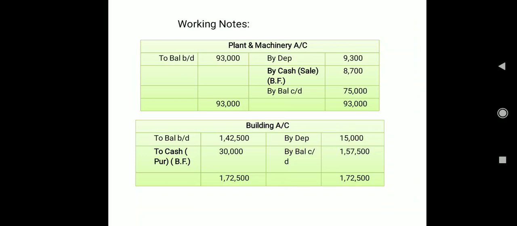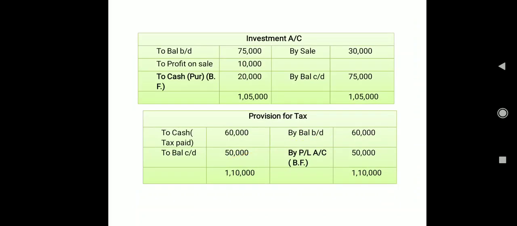So building opening balance 1,42,500 and closing balance 1,57,500, and from additional information the depreciation is 15,000. So this time the balancing figure we are getting on the debit side, so that shows that we have gone for a purchase. Okay, so how much cash purchase? 30,000, and when we are purchasing something, that means cash will go out, fund will go out, so it is going to be the application of fund. Clear?